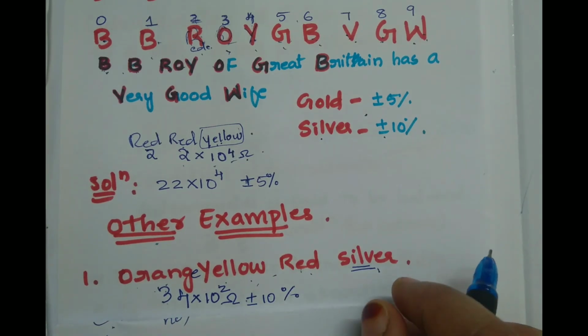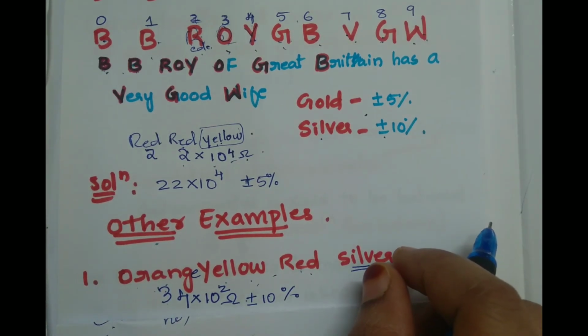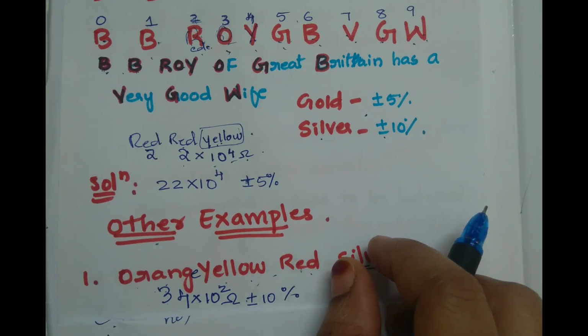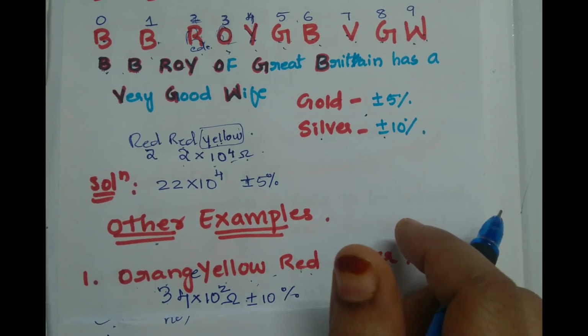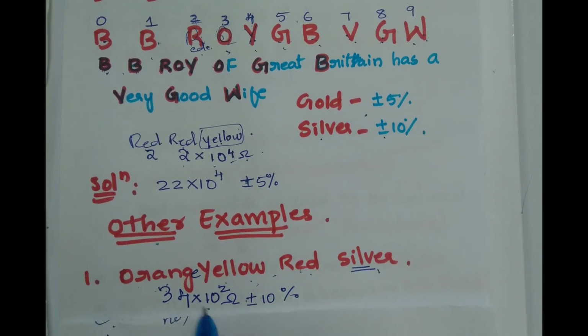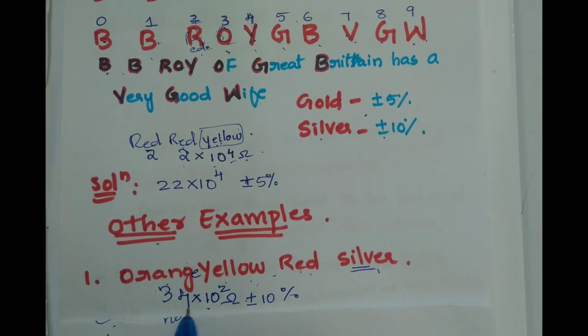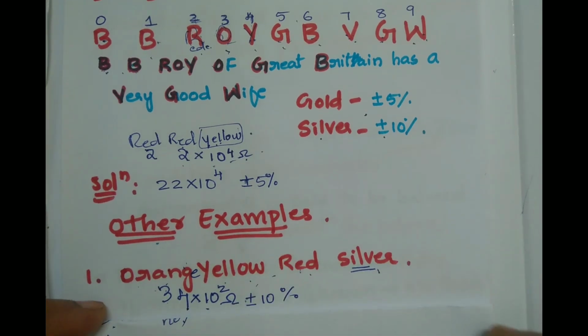I'll make one brief video on the carbon resistance, how to find the resistance. If they give you the values, how to find the colors, and if they give you the colors, how to find the resistor value. I'll be explaining it in great detail in my upcoming videos. For now, you understand this much.